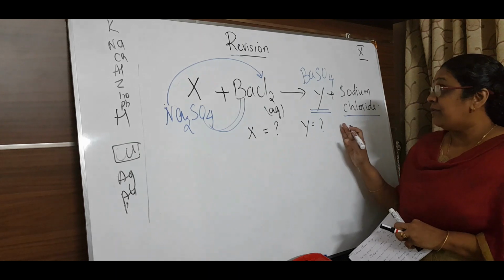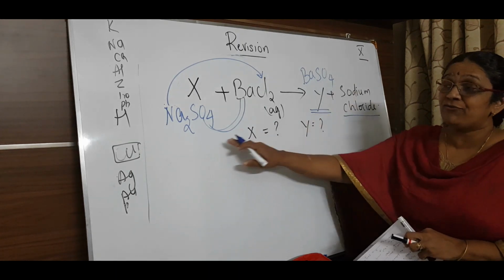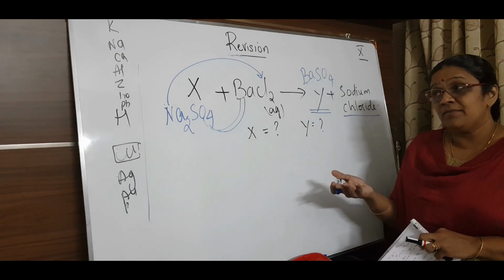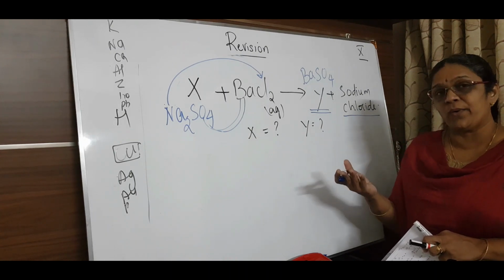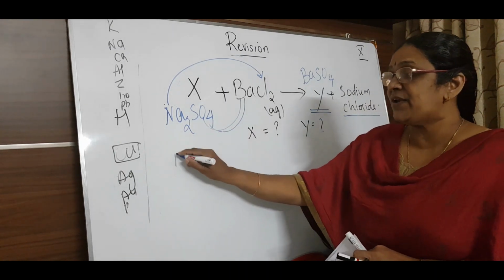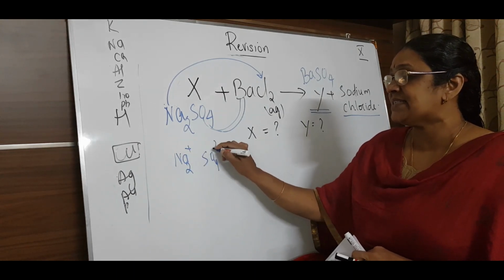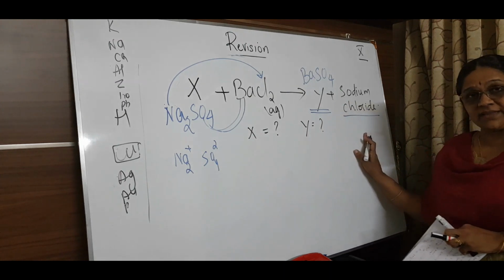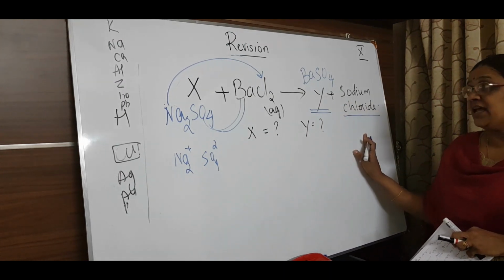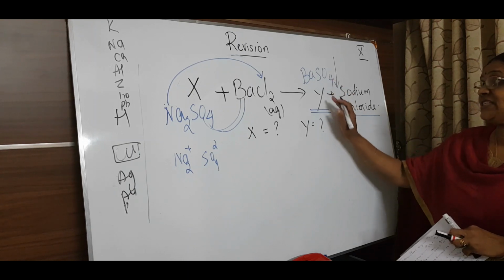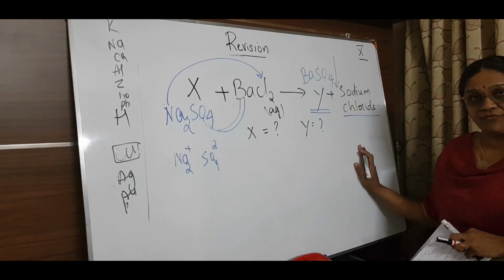You don't have to write sodium sulfate itself. You can have any other compound, but it should be an ionic one. Then only the reactants will form ions, and the exchange of ions takes place between the reactants to give the product. That is a double displacement reaction. And this is also an example of a precipitation reaction. A white precipitate of barium sulfate is formed.